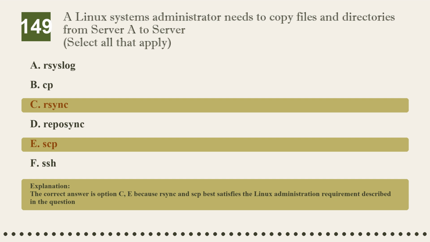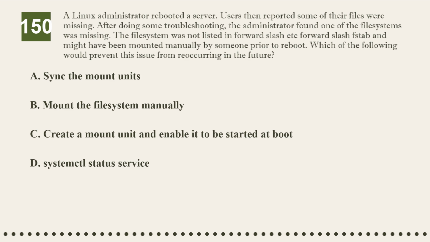Question 150. A Linux administrator rebooted a server. Users then reported some of their files were missing. After doing some troubleshooting, the administrator found one of the file systems was missing. The file system was not listed in /etc/fstab and might have been mounted manually by someone prior to reboot. Which of the following would prevent this issue from reoccurring in the future? Option A. Sync the mount units. Option B. Mount the file system manually. Option C. Create a mount unit and enable it to be started at boot. Option D. systemctl status service.